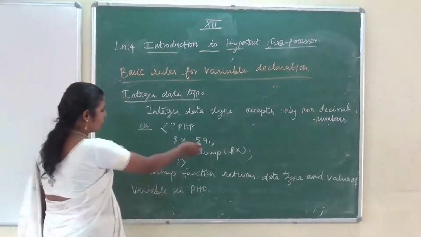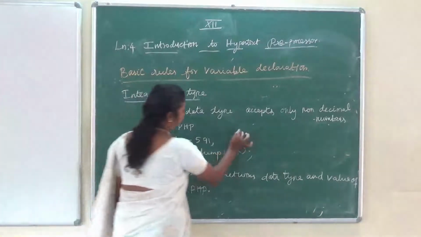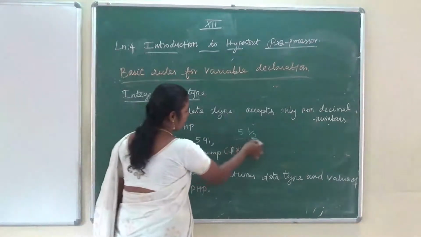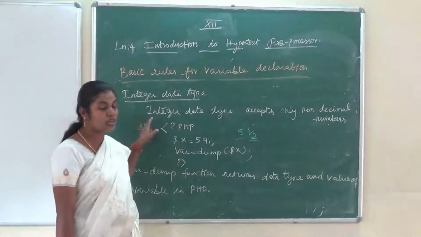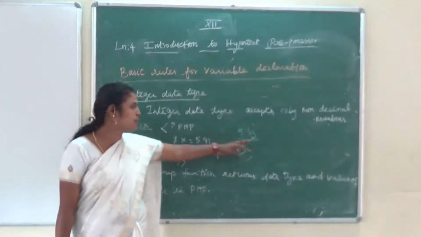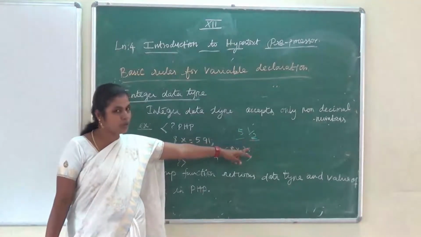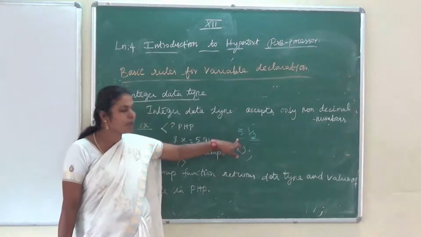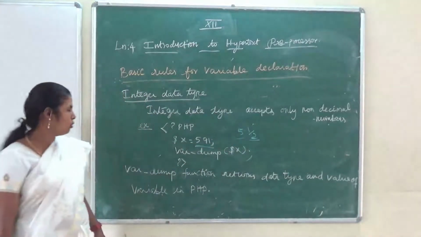Suppose here, 591 is a whole number. For example, 5 and a half. Here 5 is a whole number, and half is a fractional number. An integer value does not accept a fractional value, otherwise does not accept a decimal point value. It accepts only a non-decimal number, otherwise a whole number.